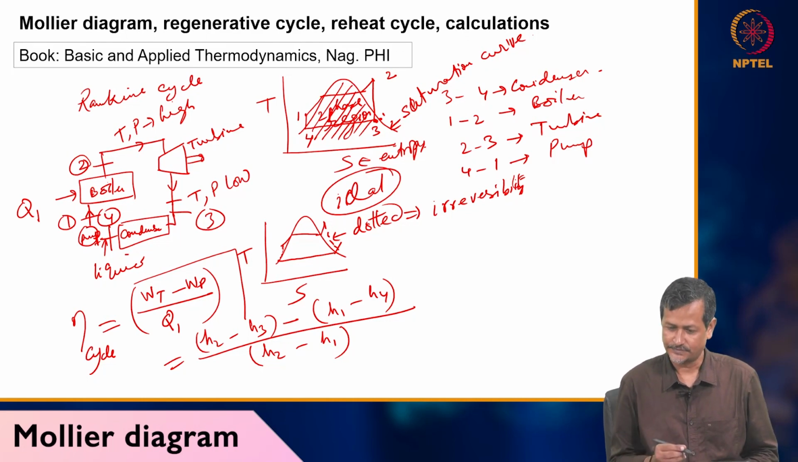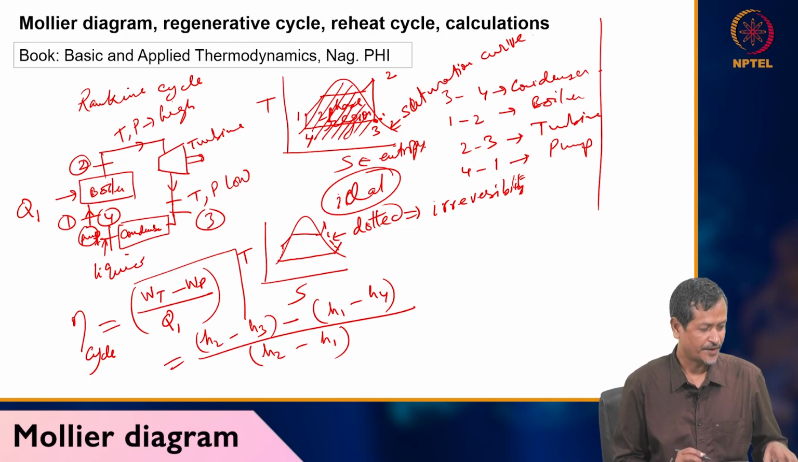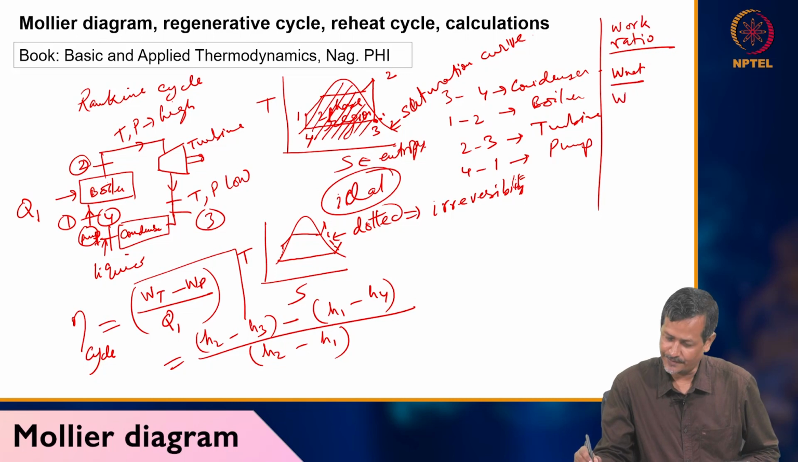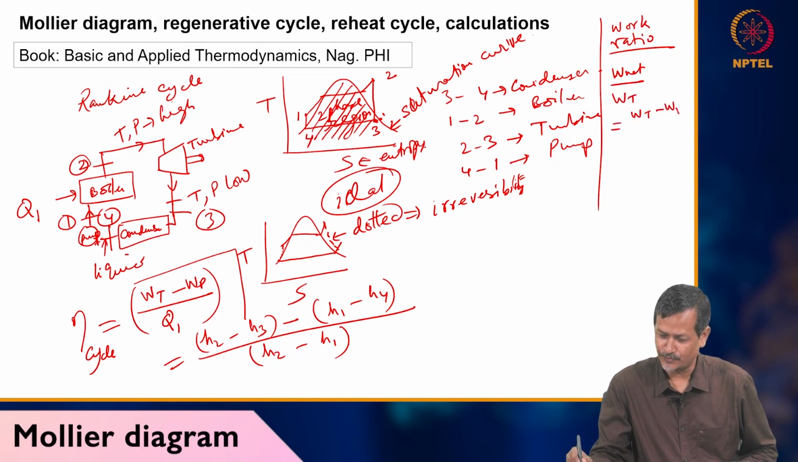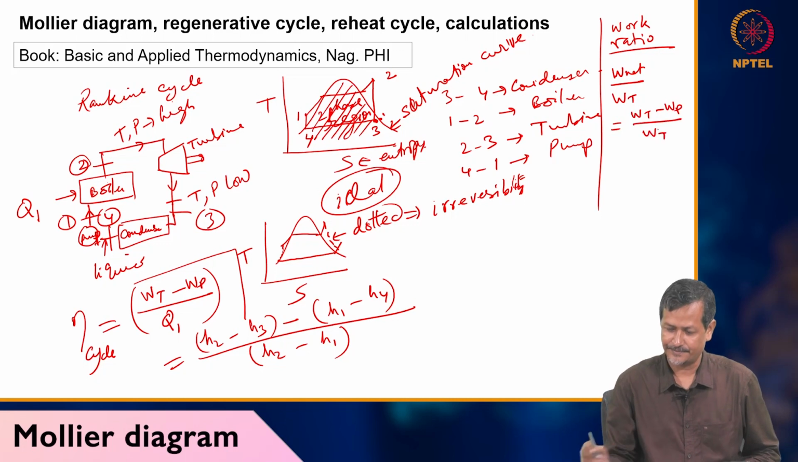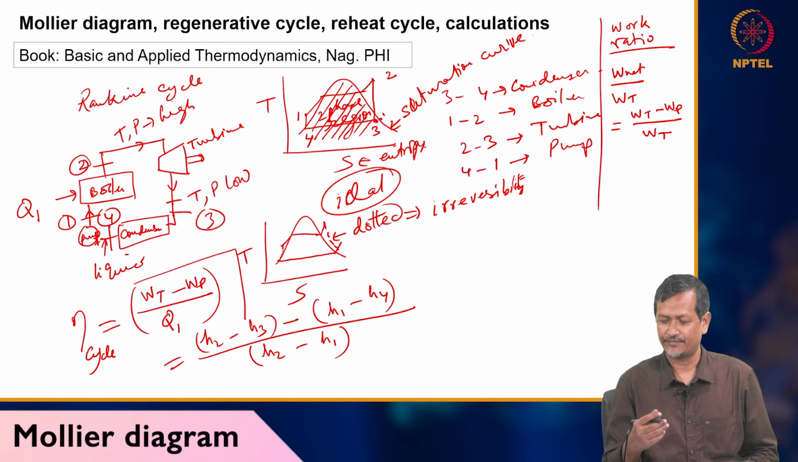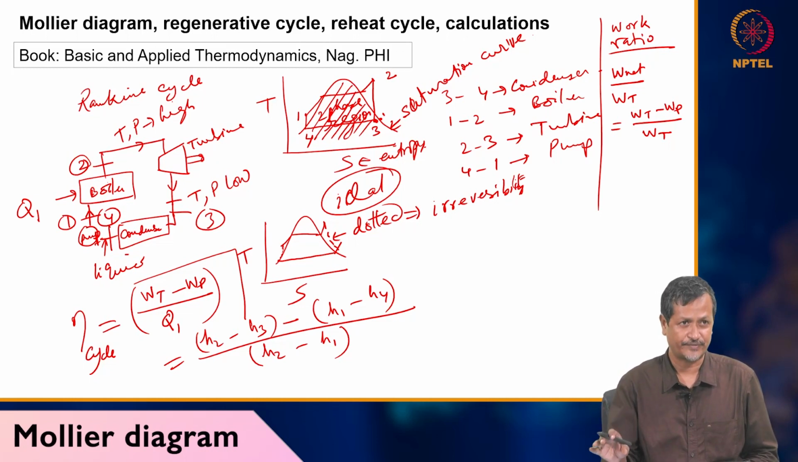Okay, so one more formula is there, work ratio. Work ratio: W net divided by W turbine equals (W turbine minus W pump) divided by W turbine. So this definition is called work ratio. If we give values in terms of enthalpy, from there you can calculate the work ratio value.